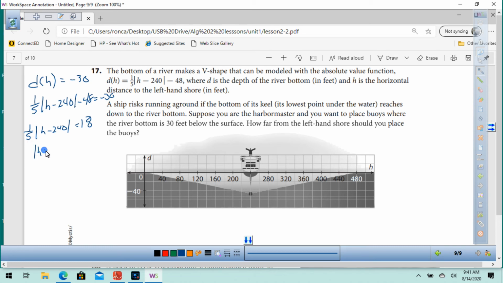Multiply both sides by 5, and 5 times 18 is 90. So case 1, h minus 240 equals 90. And in case 2, h minus 240 equals negative 90. Add 240 to both sides, so you got h equals, and I'm thinking that's 330. Add 240 to both sides, and I'm thinking h equals 150. So 150, let's see, 120, 140, 150 is right there. And 330, 320, 340, 330 is right there. So there's where you want your buoys. Cool beans?